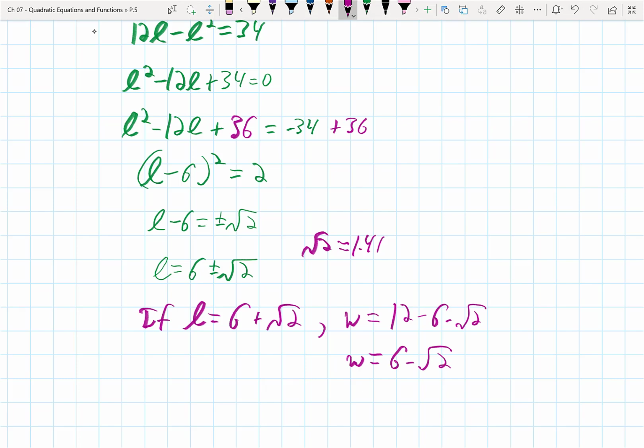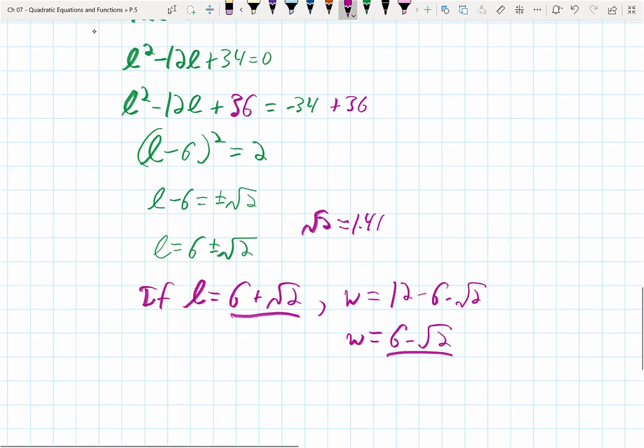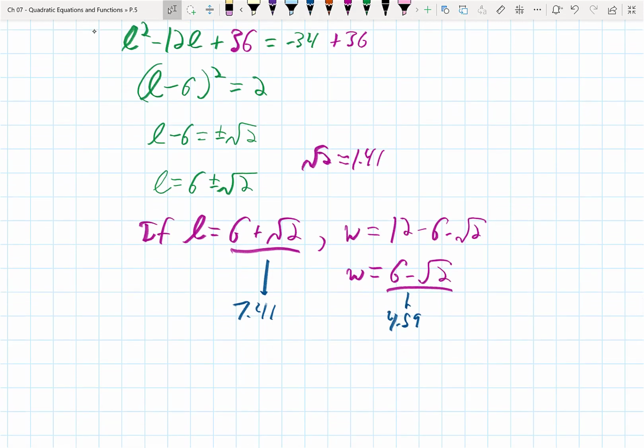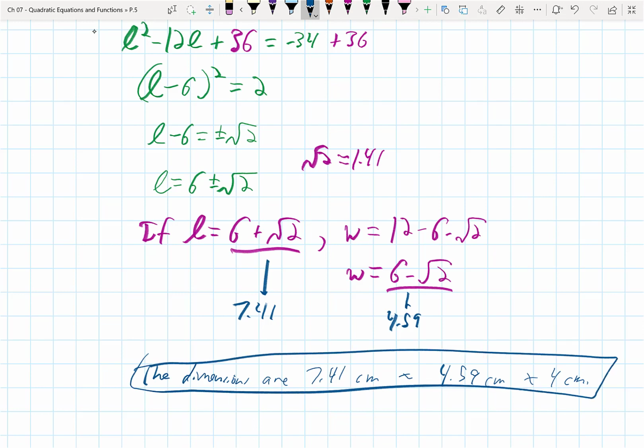So that's fine. They're interchangeable. I mean, if L is one, then W is the other. So that takes care of our two possibilities. We want to approximate those in a calculator, so we get about 7.41 for this and about 4.59 for that. So if I ask it to 2 decimal places, we would say the dimensions are 7.41 centimeters by 4.59 centimeters, and I have to include the height of the box, 4 centimeters. That was given, but that is part of the solution.